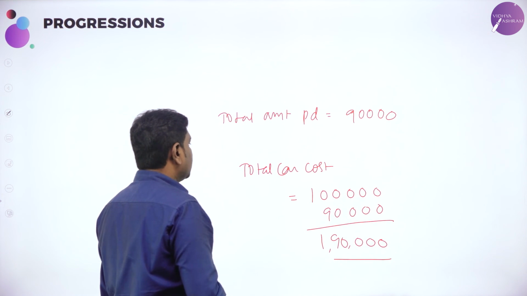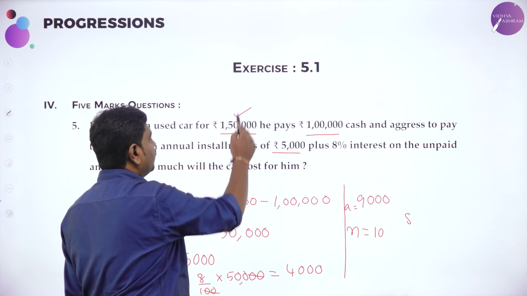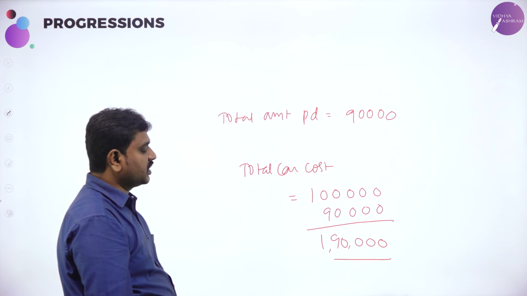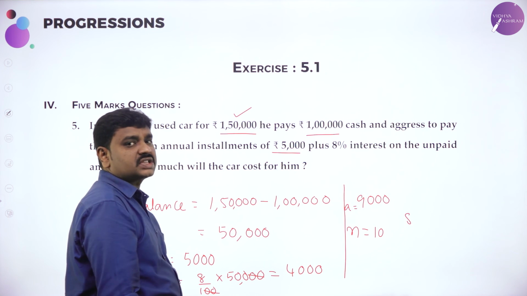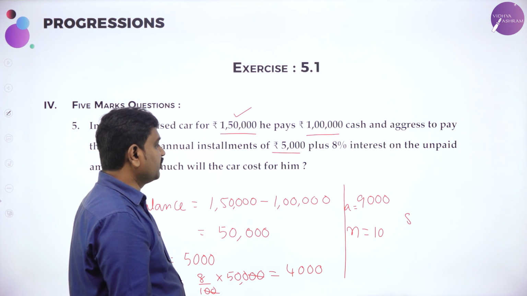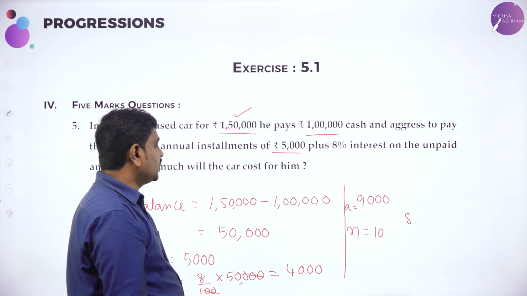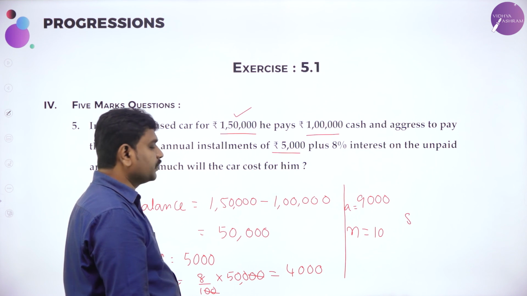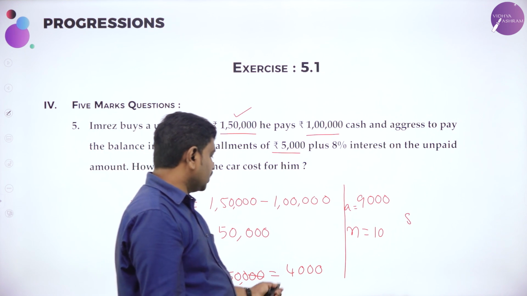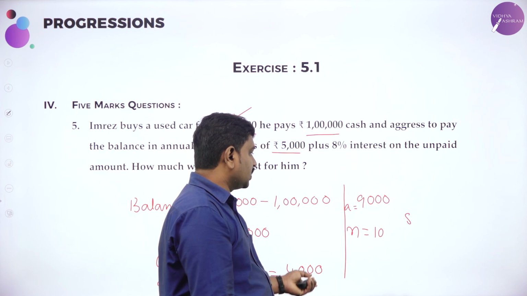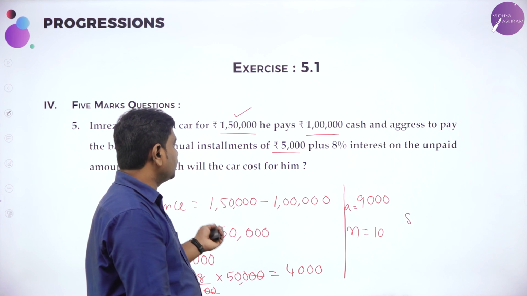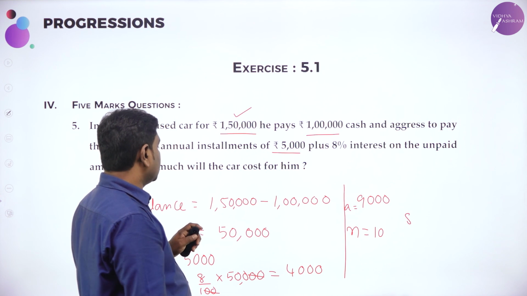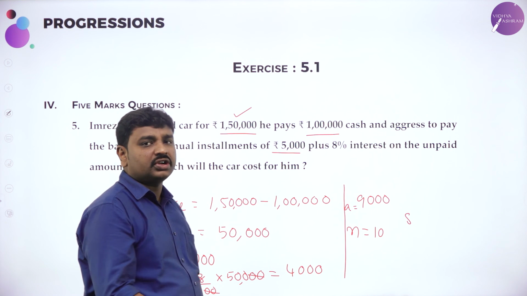If you had not taken the loan, you would have purchased it for 1,50,000. Because of the installments, he has to pay an extra 90,000. So the same situation you can also do by AP, SN, sum of N terms in AP. First term is 5,000. Then common difference is what? Every month installment is same, 8% on the unpaid amount. For every unpaid amount, you should pay 8%.